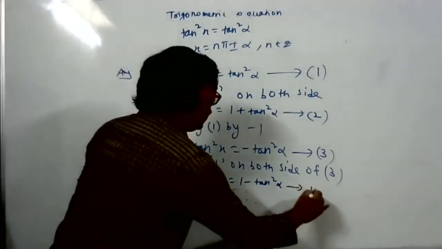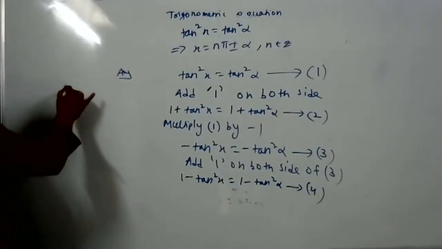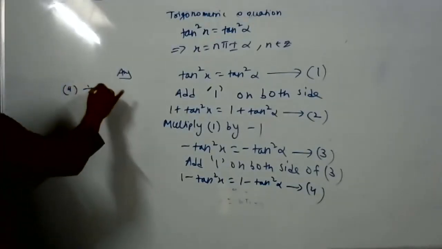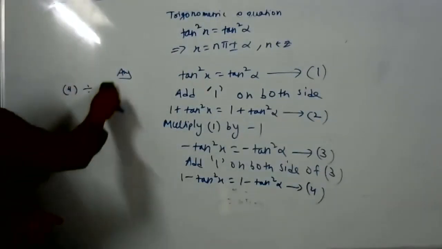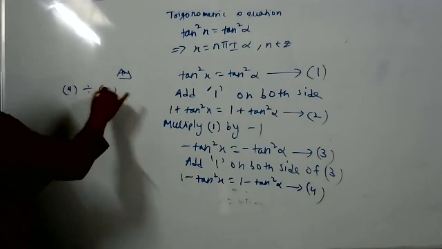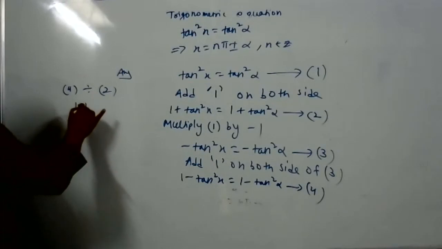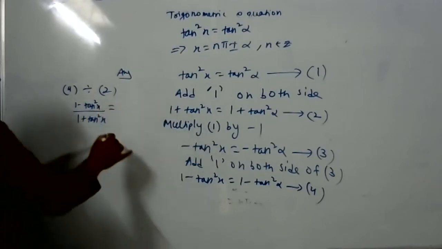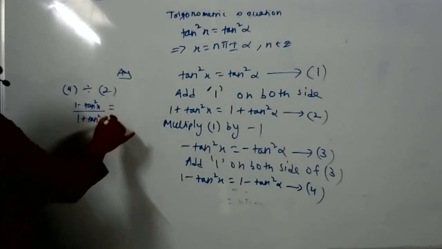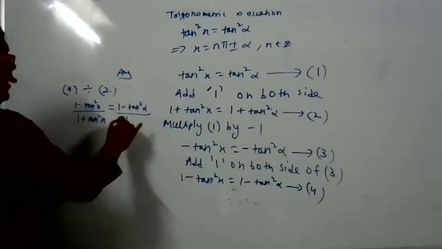This is the fourth equation. Now divide the fourth equation by the second equation. If you divide the fourth equation by the second equation, what will you get? 1 minus tan square x by 1 plus tan square x, and here you will get 1 minus tan square alpha by 1 plus tan square alpha.